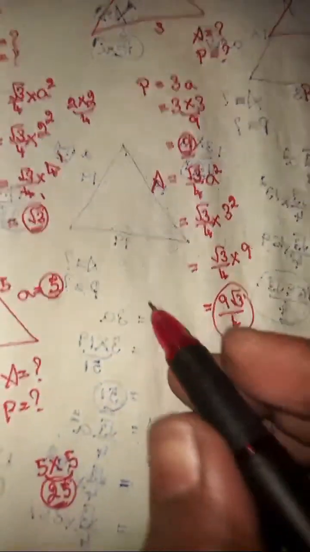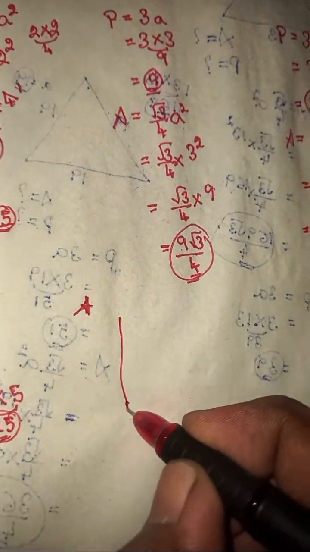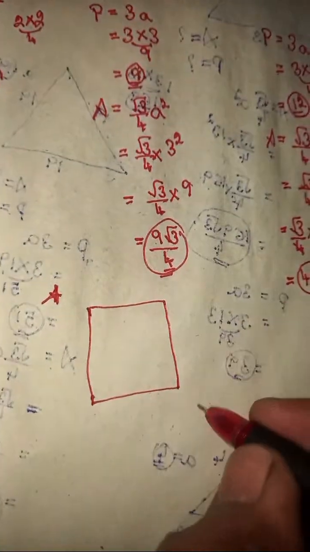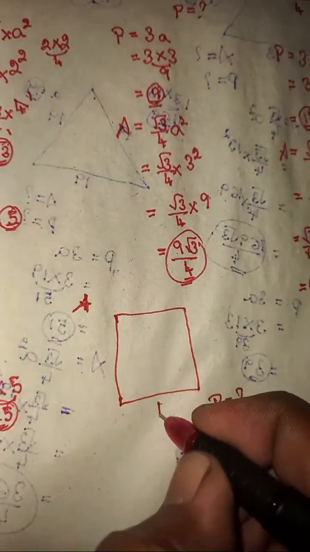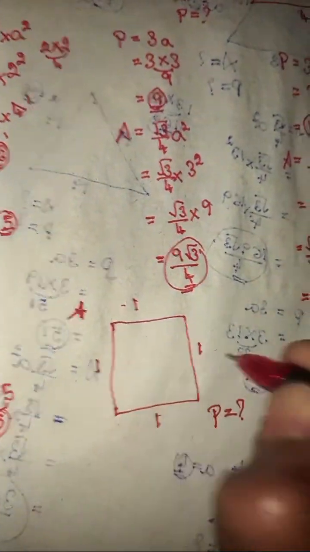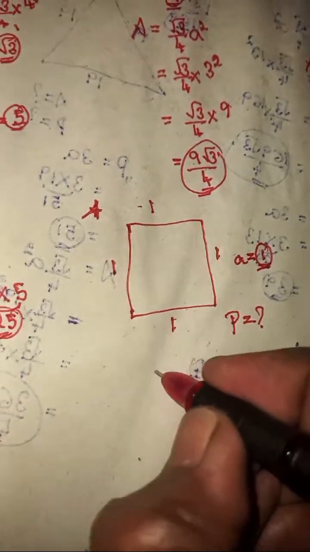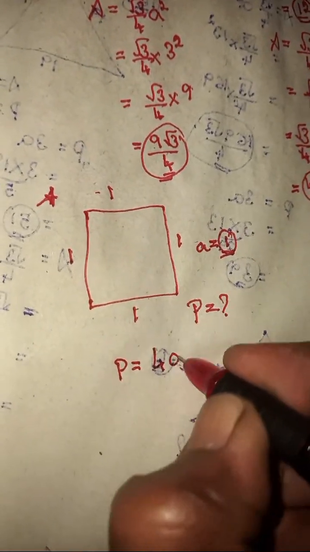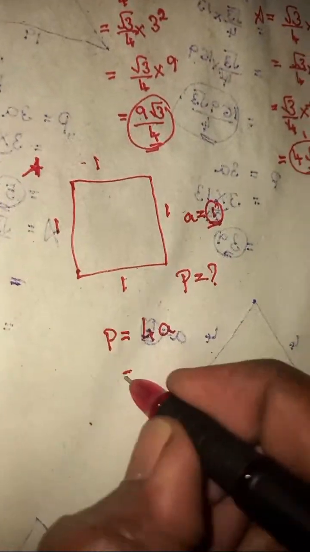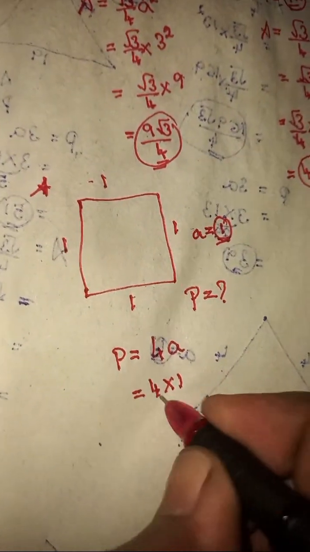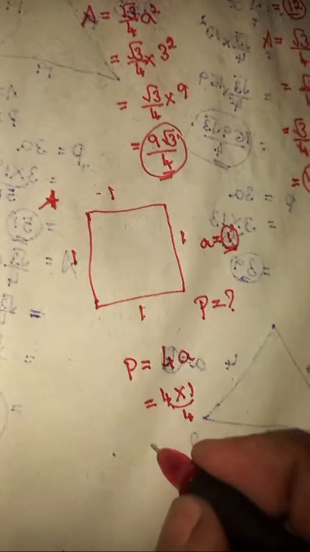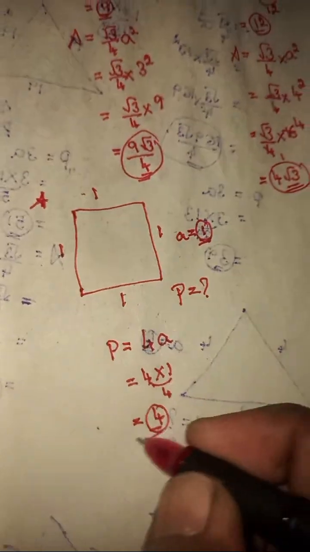I start these problems by taking squares, and you just need to find out the perimeter. Here all sides are equal to 1 unit, so the side length is 1 unit. You can find the perimeter of a square as 4a, that means 4 times side length 1, which becomes 4. So the perimeter is 4 units.